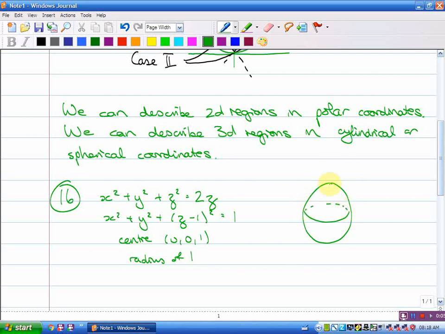If we draw it as a sphere, something like that, we'd have the z-axis here, here's y, here's x, there's the center of my sphere. And because it's been shifted 1 unit up, and because its radius is 1, it means the sphere passes through the origin.